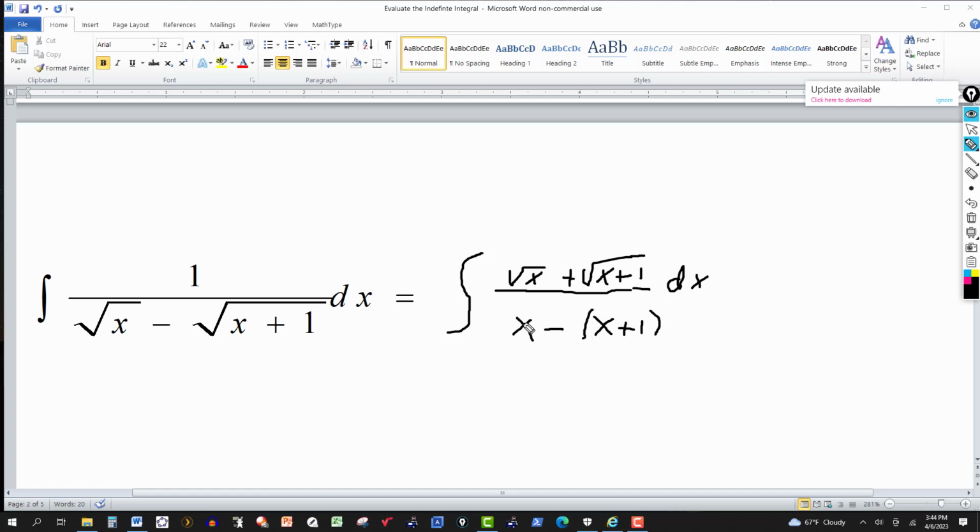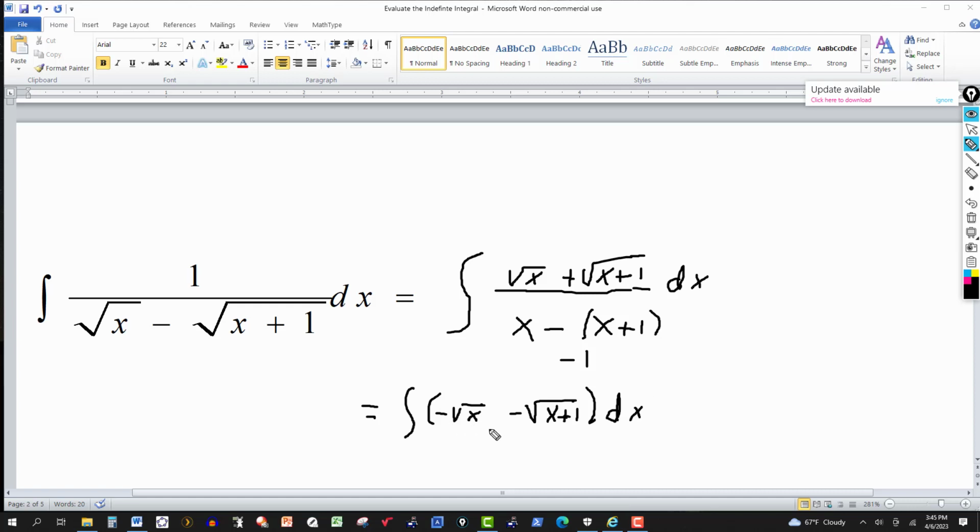So if I simplify this, I have an x and then a minus x and then a minus 1. So the x and the minus x cancel, I get minus 1 here. So all I have is the numerator divided by negative 1. So this will be the integral of radical x over negative 1, which gives me negative radical x. And then square root of x plus 1 over negative 1 gives me the minus. So I'll wind up with the integral of negative square root of x minus the square root of x plus 1.